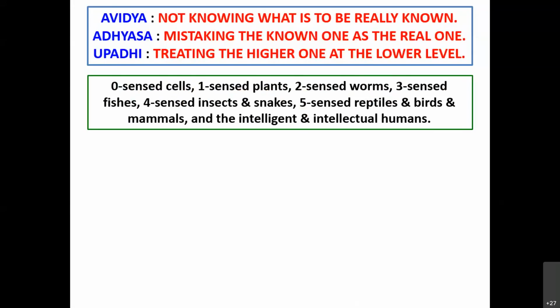This means that God has been evolving life in such varied forms, right from zero sense cells to one sense plants, two sense worms, three sense fishes, four sense insects and snakes, five sense reptiles and birds and mammals, and the intelligent and intellectual human beings. One by one, for each type of body, senses have been imparted over a period of time. God is timeless, but God created time. And God created time life. In the time life, He created one by one all these types of creatures.